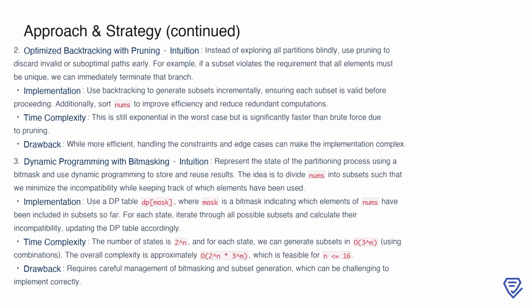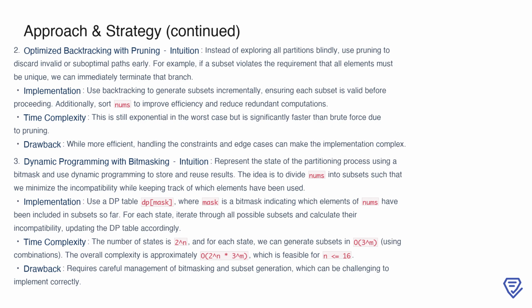Another promising approach is dynamic programming with bit masking. This utilizes a bit mask to represent the state of the partitioning process and stores intermediate results to avoid redundant calculations. By dividing nums into subsets and minimizing incompatibility, this approach iteratively refines the solution. The DP table, indexed by bit masks, tracks which elements have been used. From each state, we generate possible subsets, calculate their incompatibility, and update the DP table accordingly.